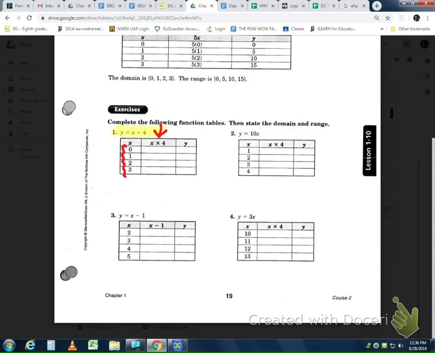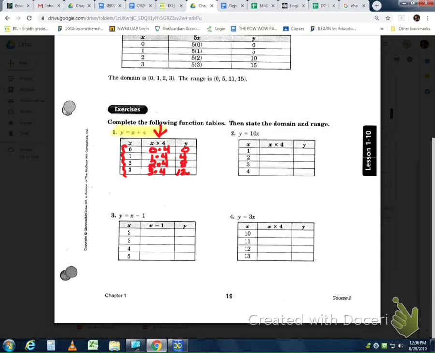So, what am I going to put in the first row, Trent? 0 plus 4. 0, and I'm going to use a dot for times. I'm not going to use X. So what's the output, Trent? 4. What's next? 1 plus 4, and the output is 5. Then 2 plus 4, and the output? 6. And then next, 3 plus 4, and the output? 7.